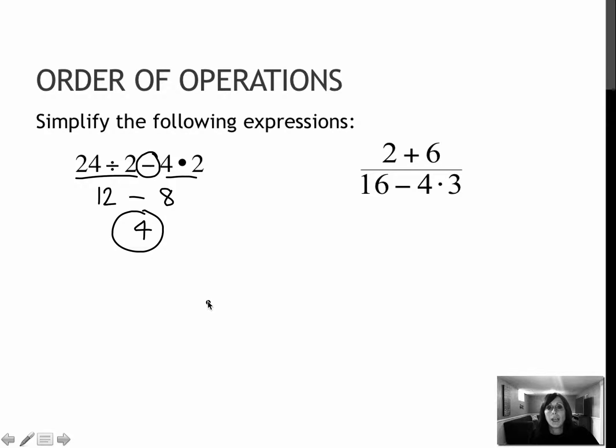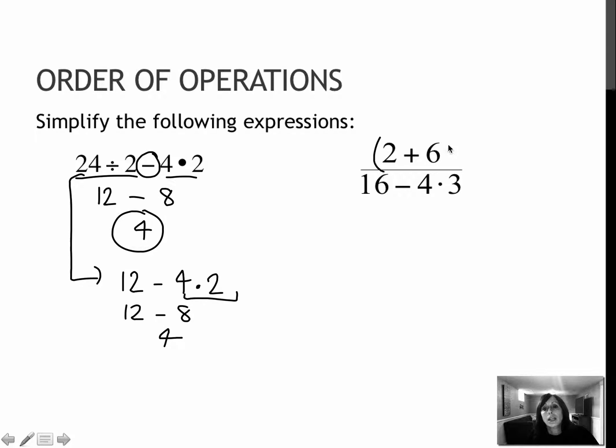Originally, if I had evaluated the 12 and not yet done the 4 times 2, I would still go back through and notice that I still have multiplication or division. I would then, at that point, take 4 times 2 to get 8 and still end up with an answer of 4. I would have just had one extra step.